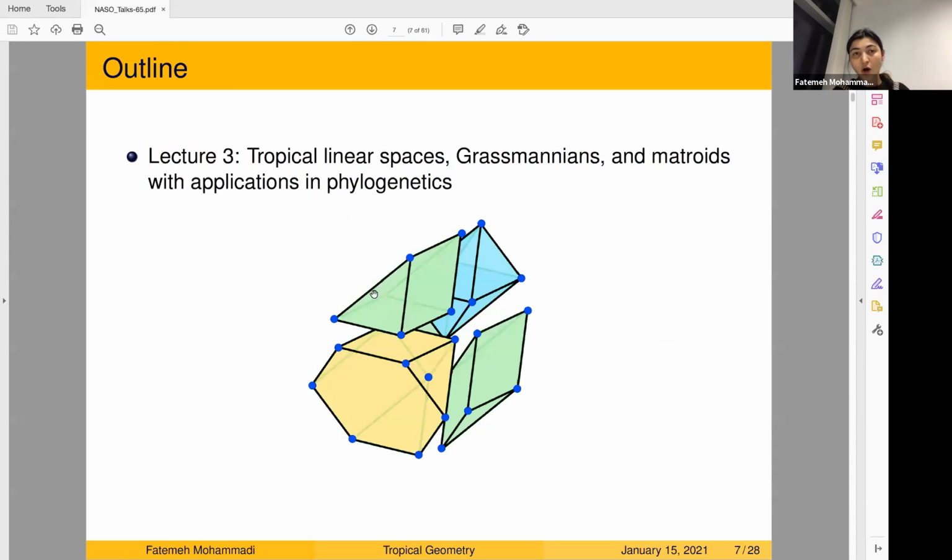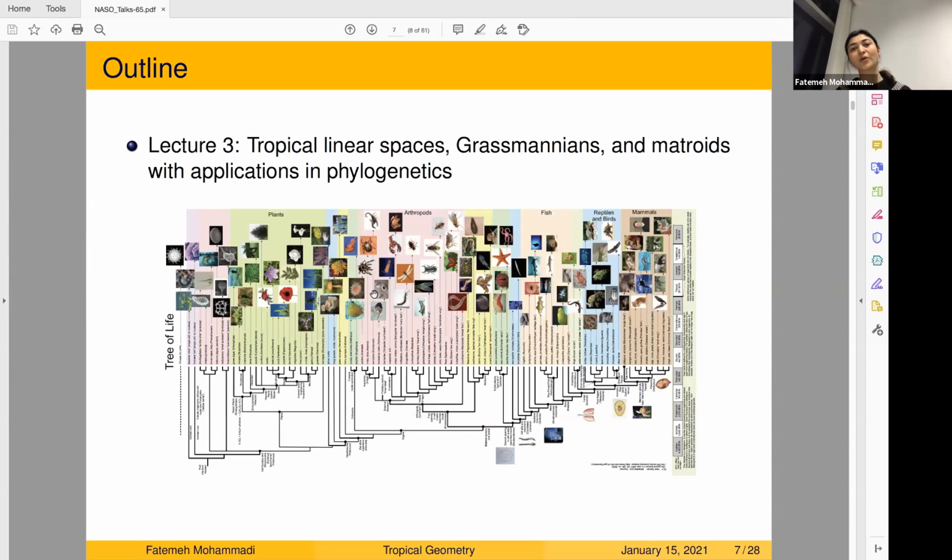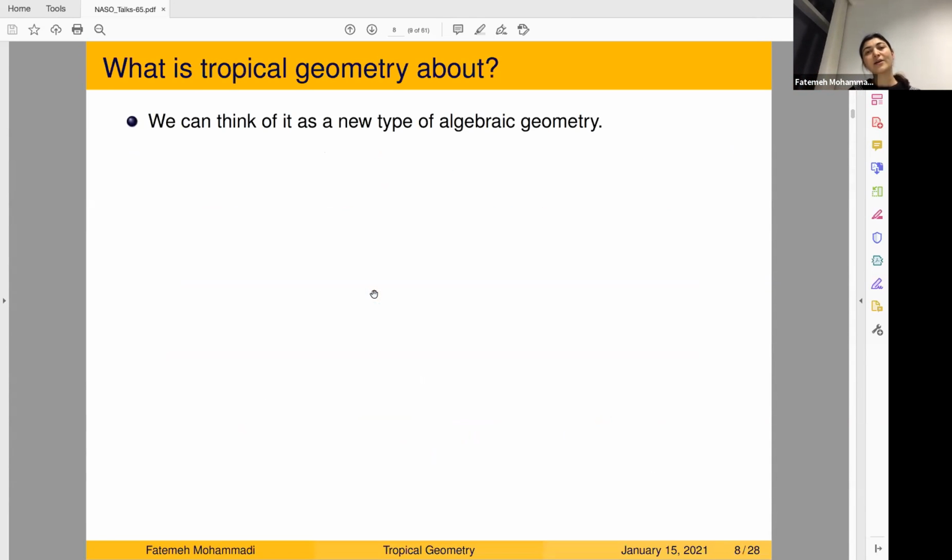So the third talk would be related to tropical linear vector spaces. We start from an arbitrary linear vector space, and then we see how to tropicalize it. Especially this family of tropical varieties has many nice properties, and they are related to subdivisions of matroids and also have applications in phylogenetics that I would briefly talk about. Okay, and this was just a slide showing you an outline of the talk.